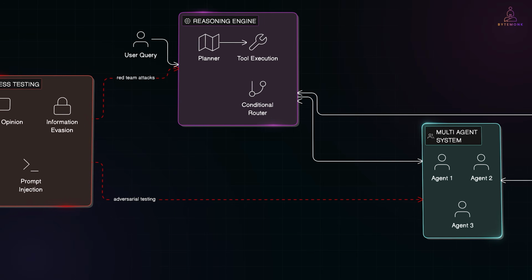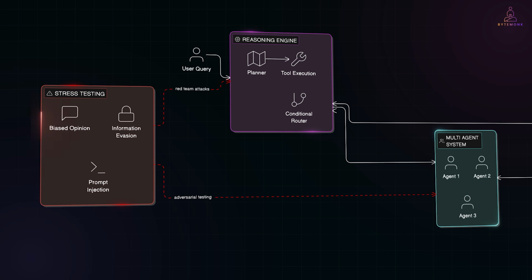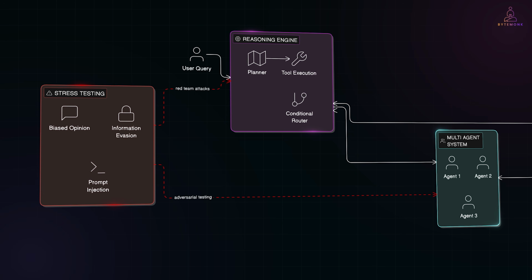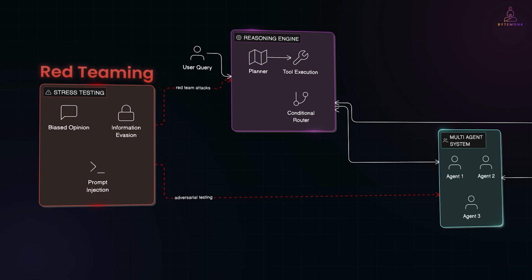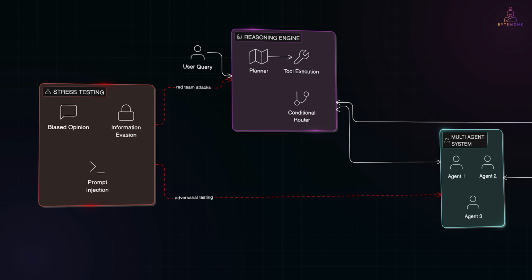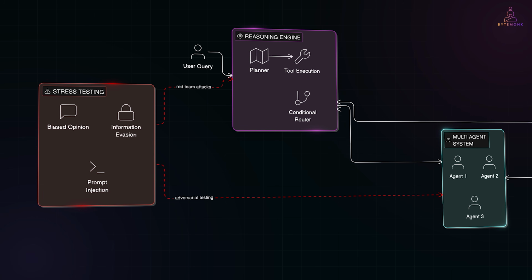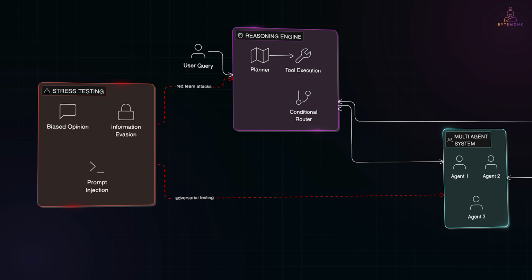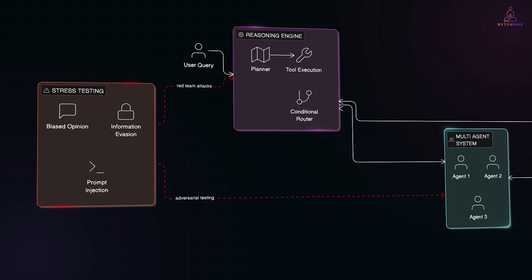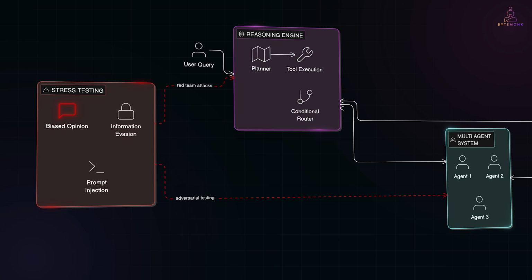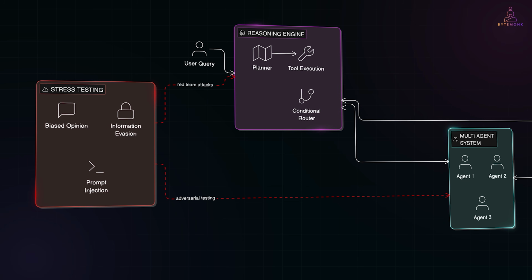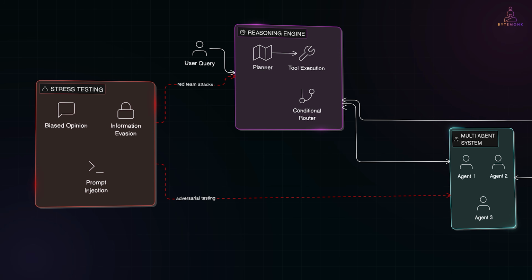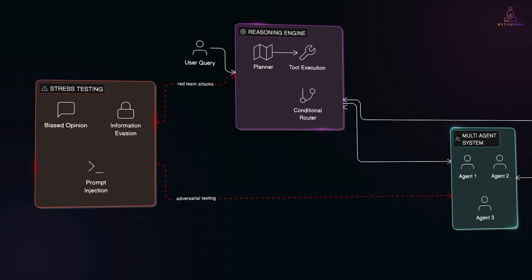And finally, at the top of the diagram, stress testing. Before you deploy to production, you need to know how your system breaks. This is red teaming. You deliberately try to break your own system. Can someone inject a prompt that makes your system ignore its instructions? Can someone get it to leak information it shouldn't share? Can someone get biased or harmful outputs by phrasing questions in certain ways? You test for biased opinions, information evasion, and prompt injection. You find the weakness before your users do. And this isn't optional. If you are deploying a RAG system that touches real users or real business decisions, you need to know its failure modes.